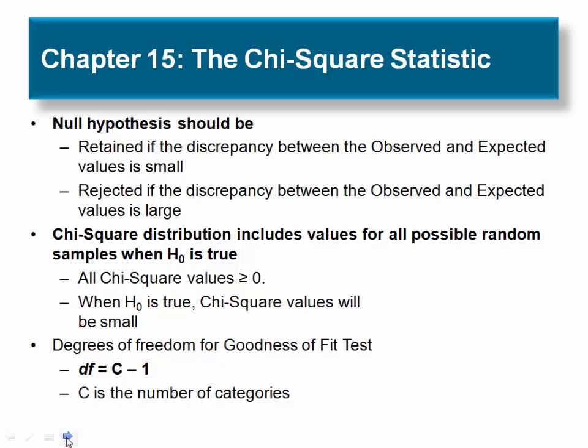To use the chi-square table, you need to first calculate degrees of freedom. For chi-square, sample size is not part of the degrees of freedom formula, only the number of categories you have.